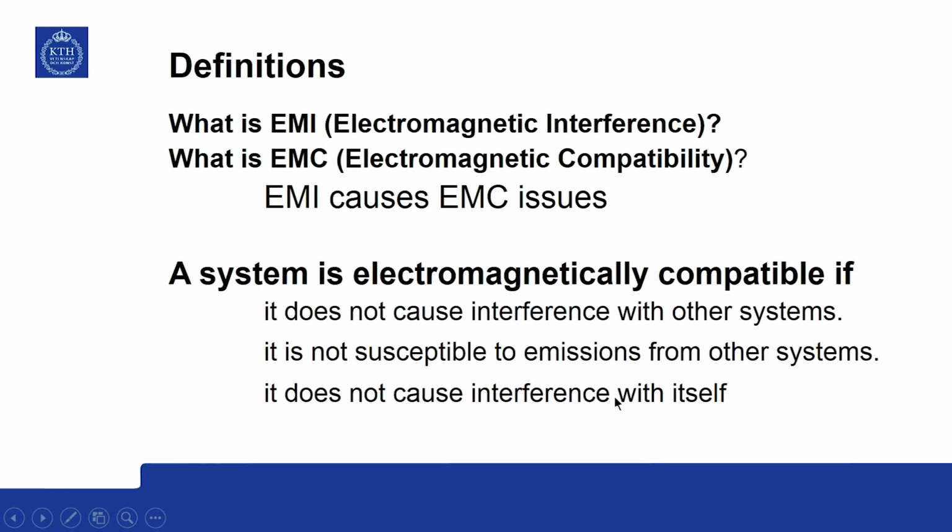Often this also is a problem, because systems can have many various submodules, module 1, module 2 like that, or subsystems, and one subsystem can cause interference to the other subsystems, then the system as a whole may not work. So, even this also has to be taken care of. So, there are these three aspects to the electromagnetic compatibility problem. It cannot cause interference with other systems, it should not be susceptible to interference from other systems, and it should not cause interference with itself.